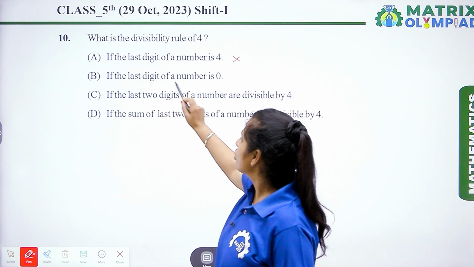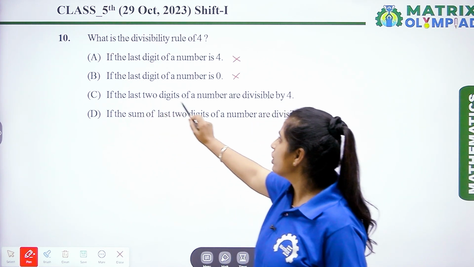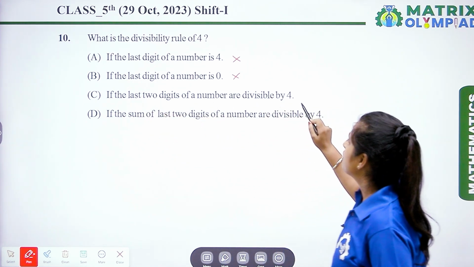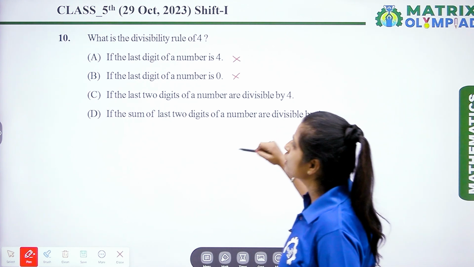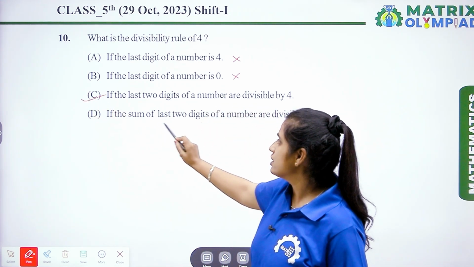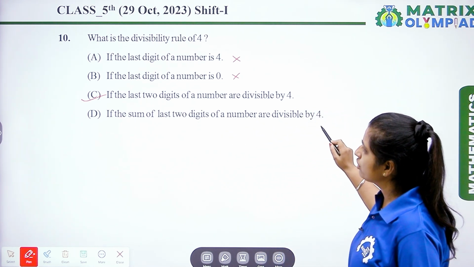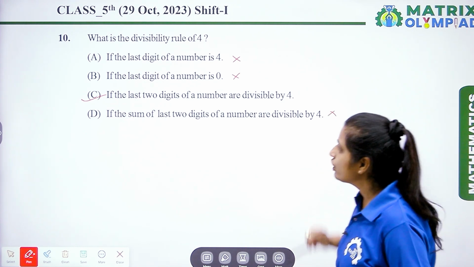If the last digit of a number is 0. No. If the last 2 digits of a number are divisible by 4. Yes, this option is correct. Means option C is the correct answer. If the sum of the last 2 digits of a number is divisible by 4, this option is also incorrect.